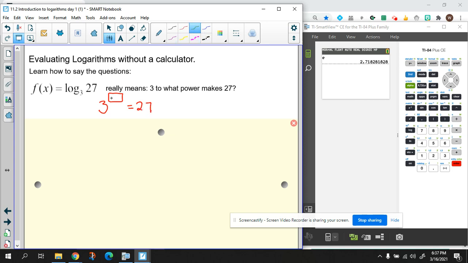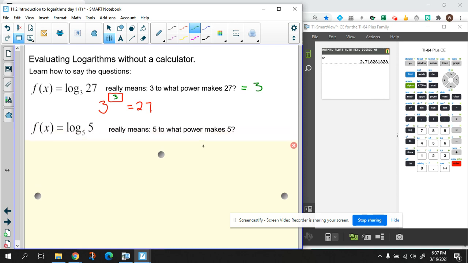And mental math, if you plug in 1, 3 to the first is 3, 3 squared is 9, 3 to the third is 27. So the answer to the logarithmic question, log base 3 of 27, is the exponent.